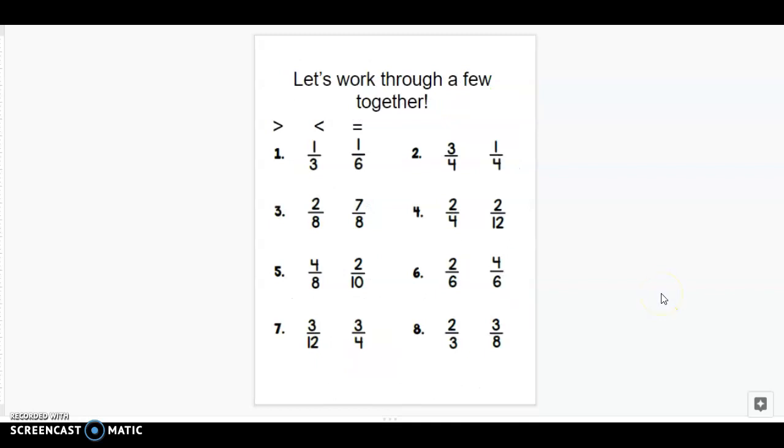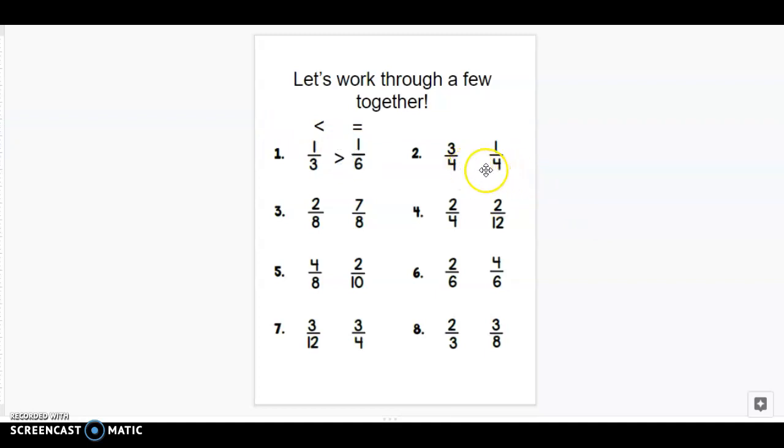We will try to do an example of each strategy. Let's look at 1/3 and 1/6, where the numerators are the same. In 1/3, you have 1 of 3 pieces. In 1/6, you have 1 of 6 pieces. In 1/3, the pieces are larger. So you have one of the larger size pieces. So 1/3 is greater than 1/6.